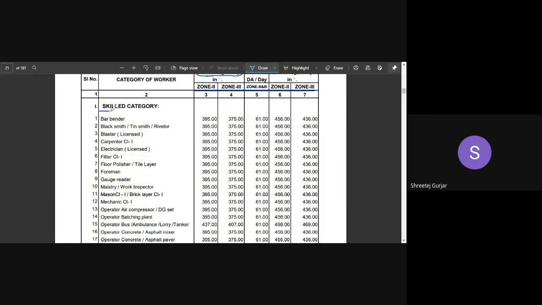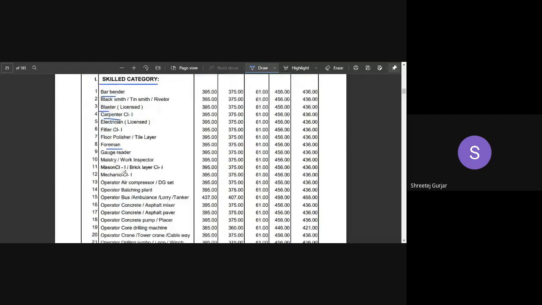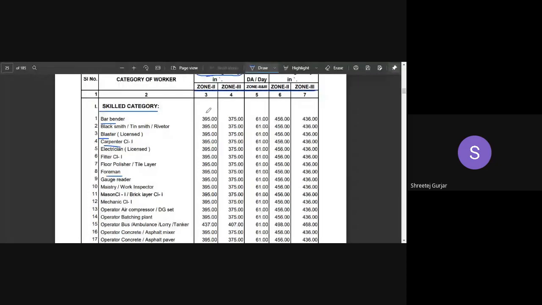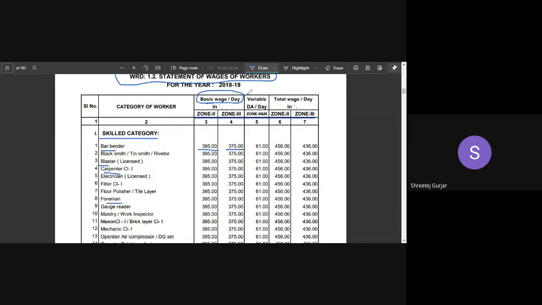So in the first thing, we are dealing with the skilled category, then there will be the unskilled category also, right? Bar benders, then you have blasters, carpenters, foreman. You can go through, you can see various rates are given, per day rates. Per day, you can see bar bender rate is 395 rupees per day, or in zone 3 it will be 375 per day. Okay, so variable, there is some allowance. Okay, 61 rupees, and then the total wage that you have to take is 456 for zone 2 and 436 for zone 3. So depending upon the zone.